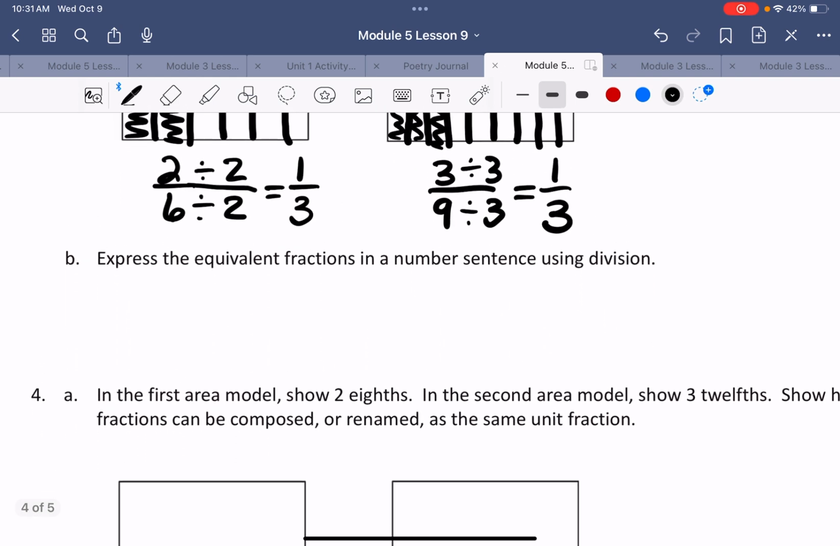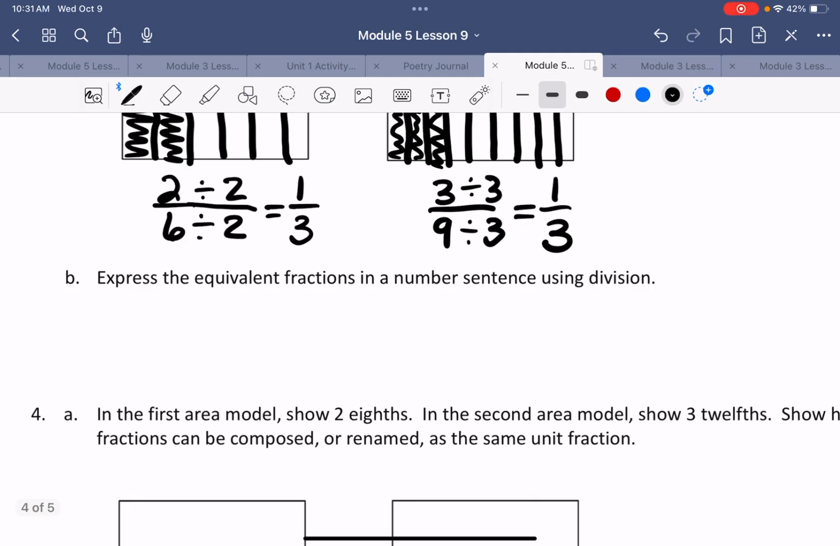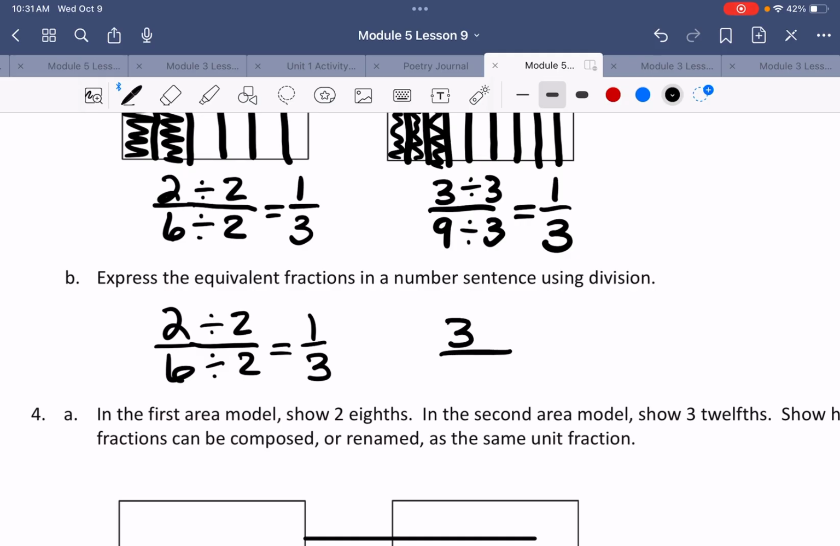And to show that, we did our division sentence. 2/6 divided by 2 equals 1/3, and 3/9 divided by 3 equals 1/3. So both fractions can be divided to get 1/3.